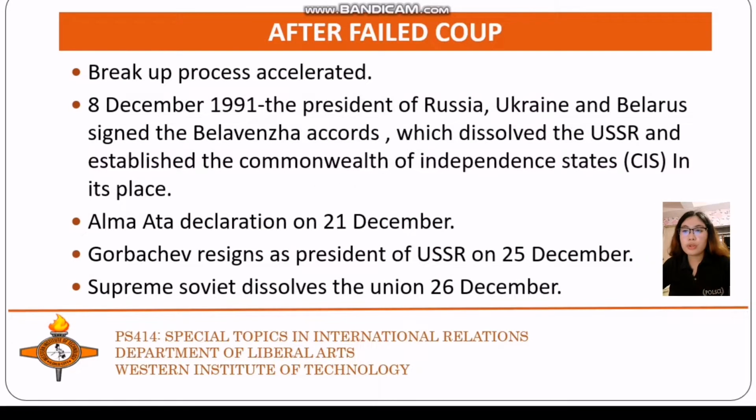Okay, so with the failure of the coup, the dissolution of USSR was accelerated. On 8 December of 1991, the presidents of Russia, Ukraine, and Belarus signed the Belavezha Accords, which dissolved the USSR and established the Commonwealth of Independent States, or CIS, in its place. Gorbachev resigned as president of USSR on 25th of December. Supreme Soviet dissolved the Union on 26th of December.